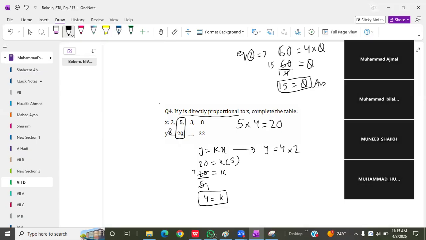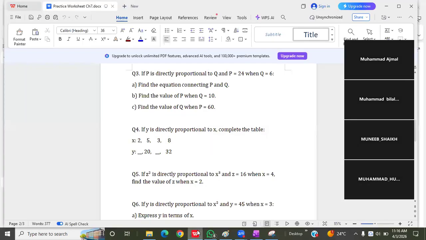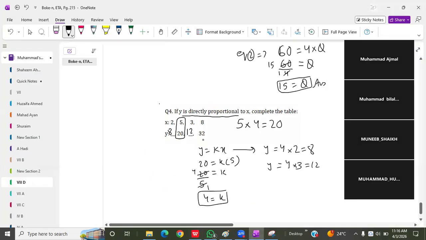The answer is 8. Likewise, when we put 3 in place of x, we multiply it with 4. So we will get 12. So the second answer is 12. And the fourth answer is already given, 8 and 32. Yes, this was the question and it already has the answer given. Okay, is it clear to all of you?